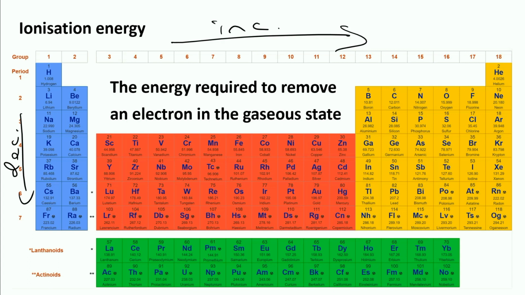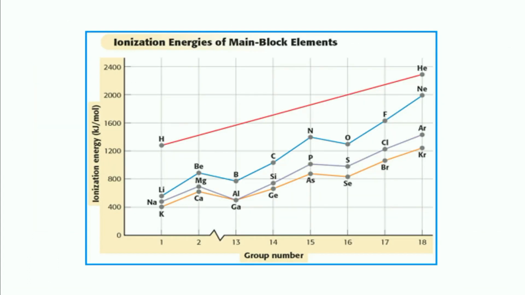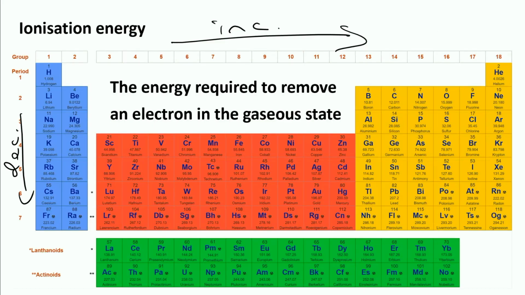Now, how are we going to explain this? Oh, wait, let's look at a quick chart first. Here we go. Here is the ionization energy of the main block elements. By main block, we're talking the S and P elements. And you can see it definitely goes up, right? The trend that we see in front of us is as we go across the table, the ionization energy increases. Right? Now, what's going on?